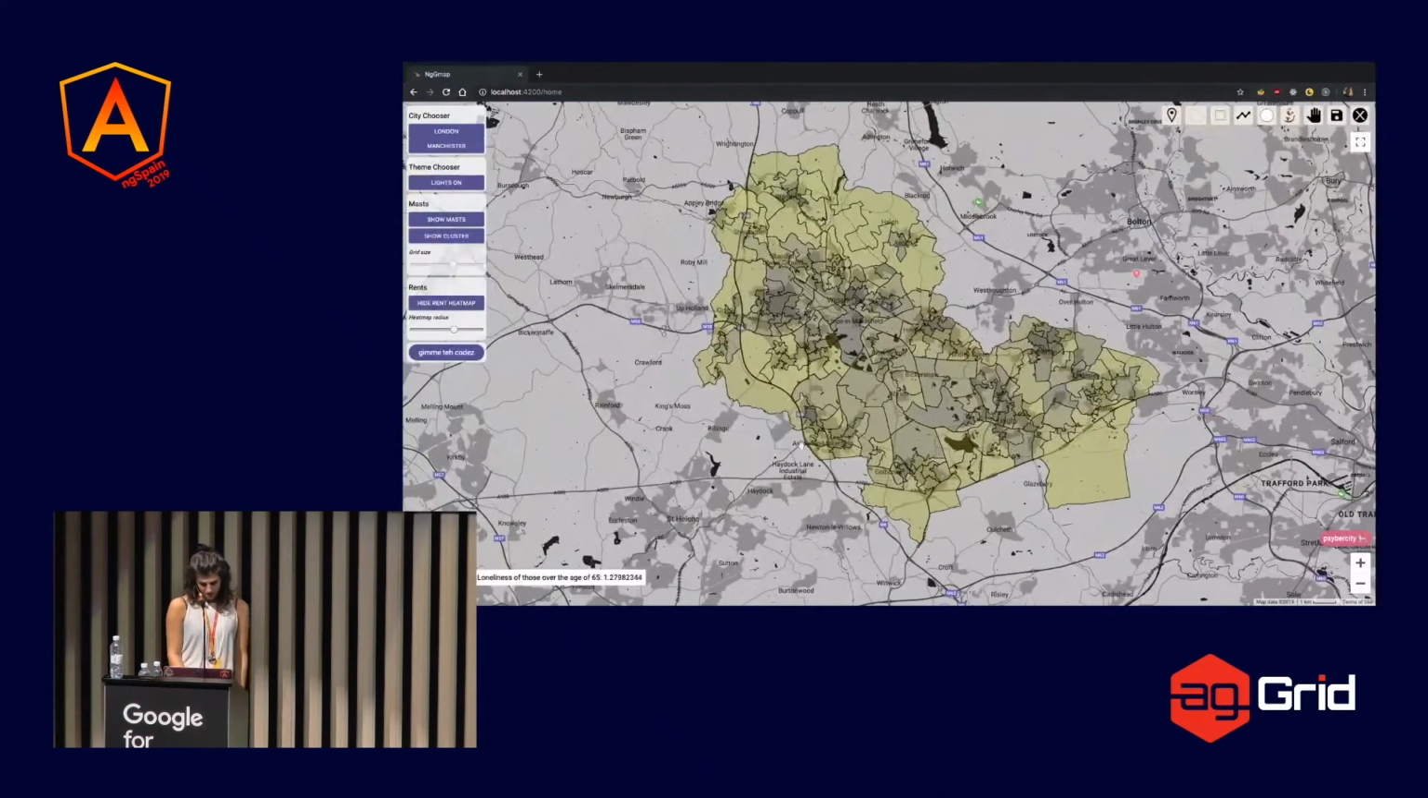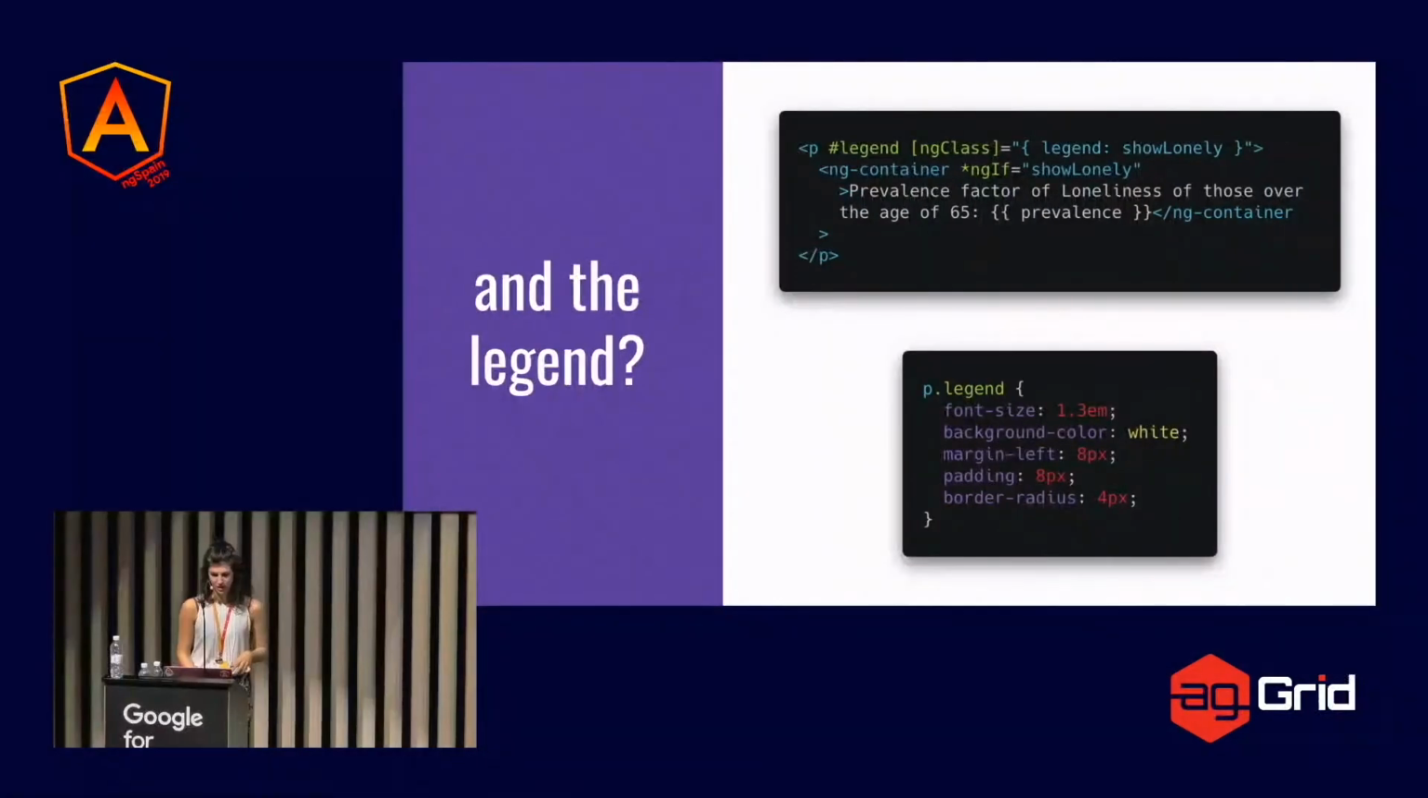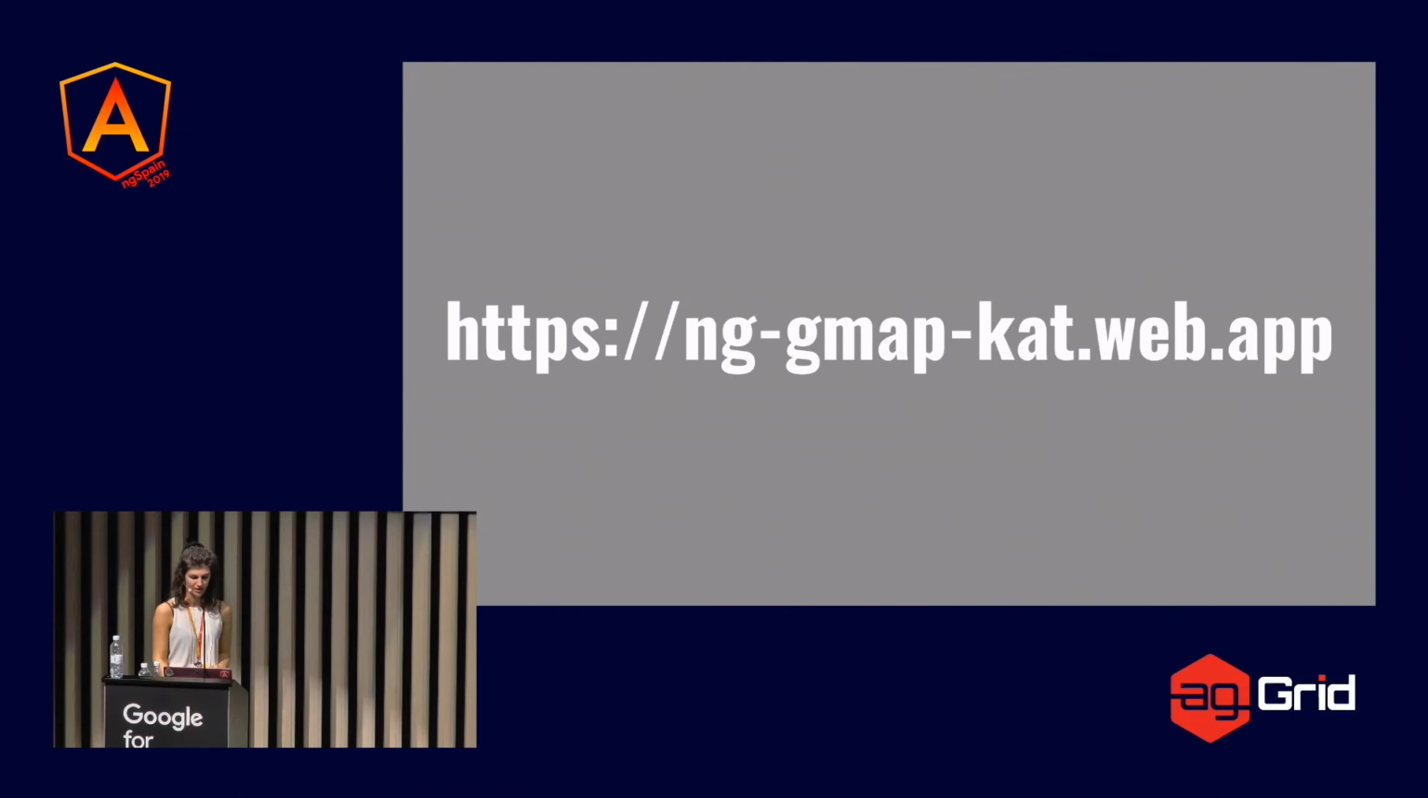What about the legends? You see these legends appearing on the lower left. This is one important thing that we'll cover today. This legend is just an HTML element. It's a paragraph, and it has some styles. And let's see how we're adding it on the map in the next step.